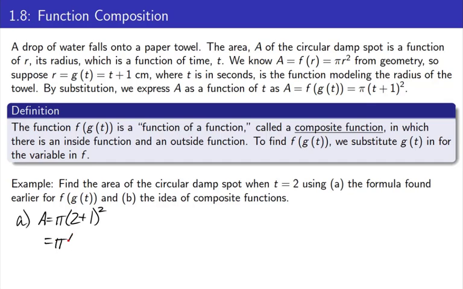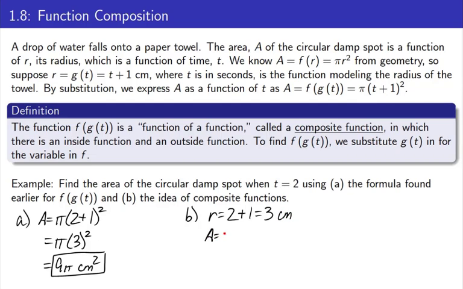So we get pi times 3 squared, which is 9 pi, and my units are centimeters squared. That's one way to get this. Another way is we think of it separately. We take the outside and the inside and we put them together as we go along. So the inside function is the radius. The radius at t equals 2 is 2 plus 1, which is 3 centimeters. So now we just say the area is pi r squared, and we get the same answer of 9 pi centimeters squared. So while these two look very similar, there is a slight difference: one has a pre-built composite function, and the other one is using one value being plugged into another function.